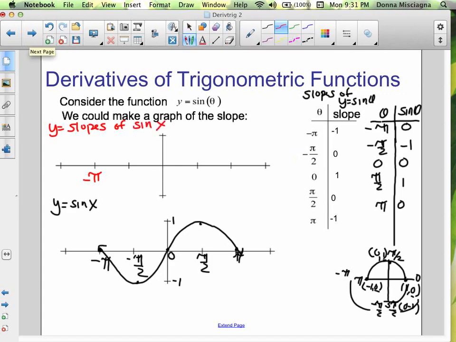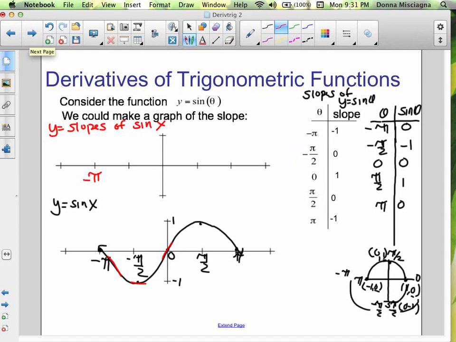All right, so at negative pi, you can see we appear to have a slope of -1 there. Right? And that's what's in our table there. At negative pi halves, I think you can see we have a relative max. That would be a slope of 0. Right? This would be the opposite of what we had for negative pi. Now we have a slope of 1.